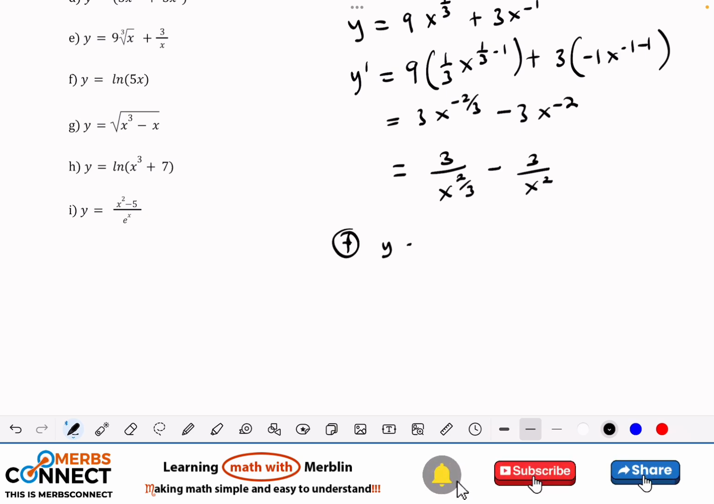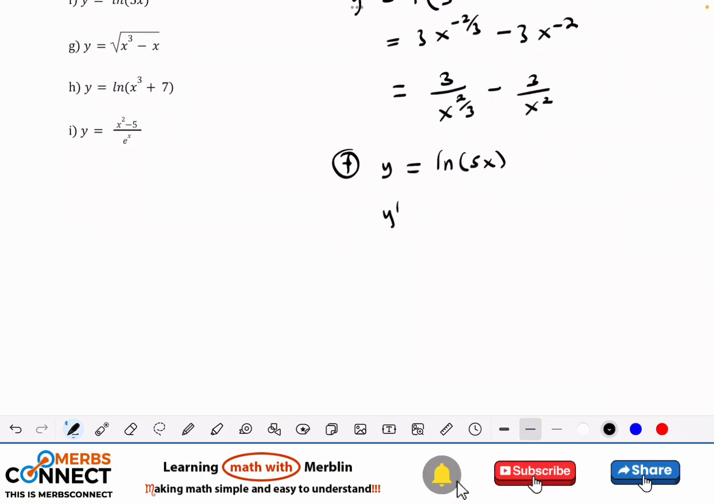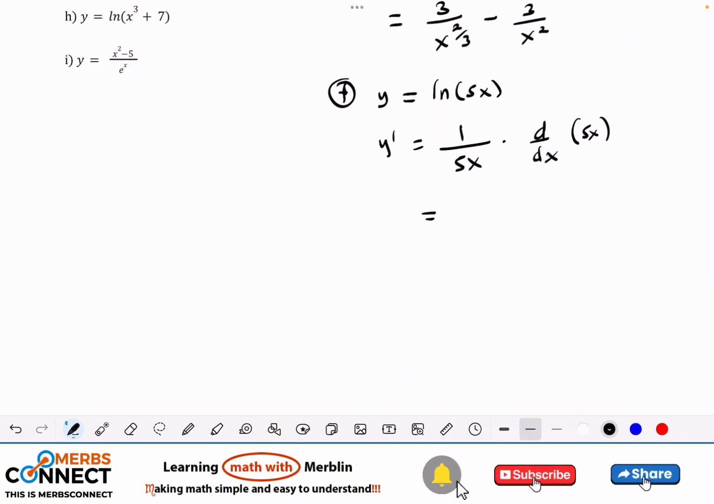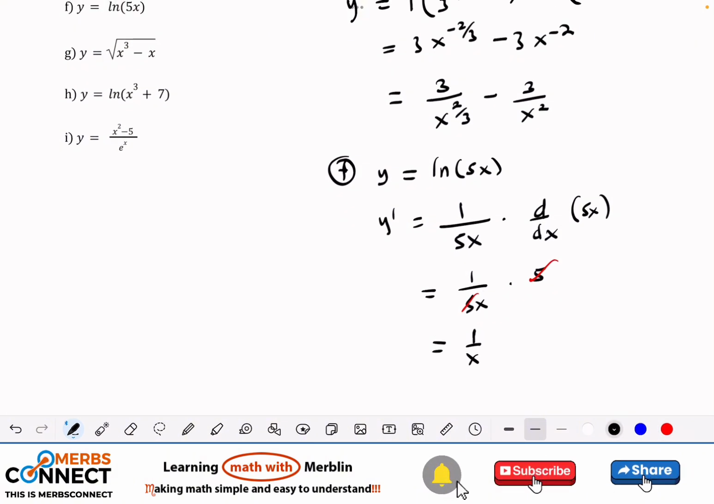Now y is equal to ln of 5x. So we said for us to differentiate a ln function, 1 divided by what is inside the parenthesis, which is 5x, all times the derivative of what is inside the parenthesis. Good. So it's very simple from there. So 1 over 5x times, when I differentiate 5x, what am I going to get? There's 5. And then, fortunate for us, 5 will cancel 5. So our final result is going to be 1 over x for the F.